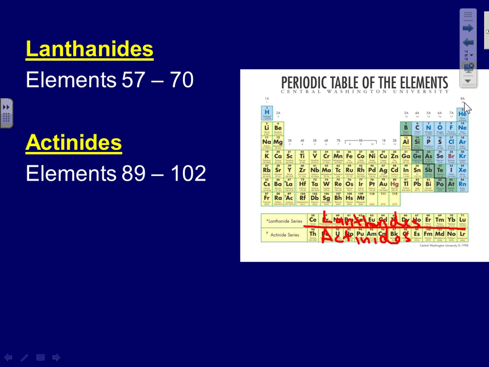Fancy terms, lanthanides and actinides. The only reason they're called that is because of the element at the beginning of the row. This element here is lanthanum, so we call this group behind it the lanthanides because it starts with lanthanum. There's nothing special about it. This is actinium, so it starts the actinides. All right?